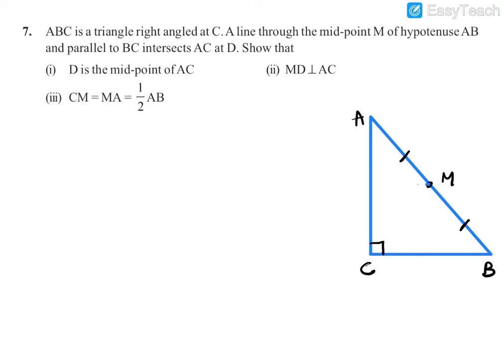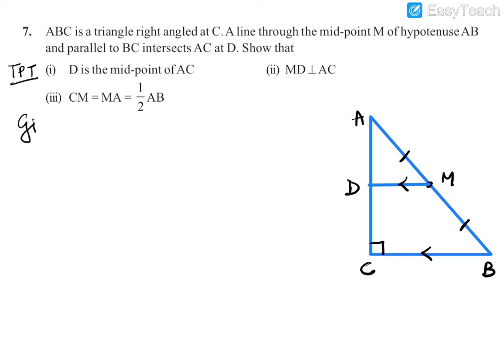So draw a line from M such that it is parallel to BC and it intersects AC at D. Show that D is the midpoint of AC, MD is perpendicular to AC, and CM is equal to MA is equal to half AB. So what we have to prove is directly stated pointwise.